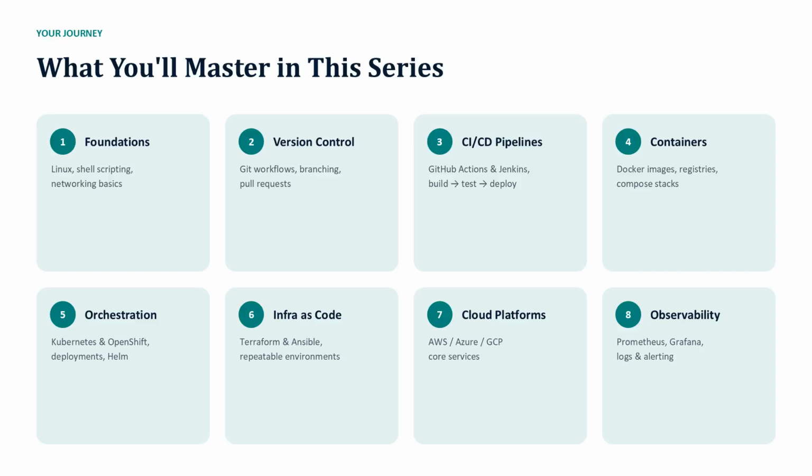Here's the full roadmap. We start with foundations, Linux, and networking, because every DevOps tool sits on top of them. Then Git for version control, and CI/CD, where automation really begins. After that, we containerize apps with Docker, orchestrate them with Kubernetes, and define entire environments as code using Terraform and Ansible. We'll deploy it all to the cloud, and finally add monitoring and alerting so you know your systems are healthy. 8 milestones. Screenshot this slide. It's your checklist for the whole journey.